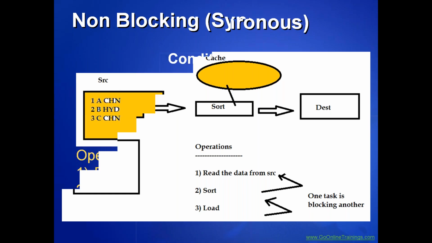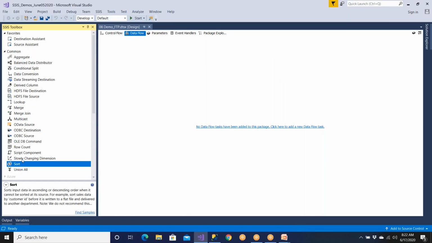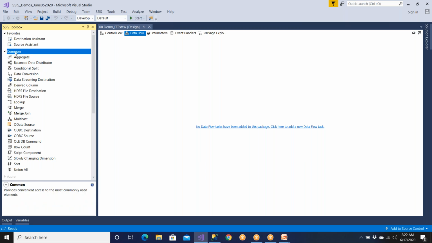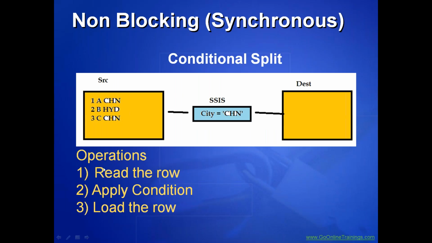Let me tell you one more example. I have a conditional split, one more transformation. Let me go here. We were talking about sort, right? Now there is a conditional split transformation which is available as part of your common transformations. Now, what is this? Let us understand. I have some data here, 1 A Chennai, 2 B Hyderabad. Now in SSIS, the condition is city equals CHN. Take the data, load it to the destination. Clear? Now what happens? It reads the data and applies the condition. If the condition is true, it loads the data to the destination. So read, apply condition, load.